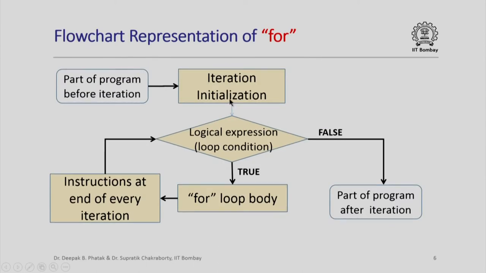Now, here is a flowchart representation of a for construct in C++. We have the part of the program before iteration, and so our control may start there. Then it goes through the part of the code that does the initialization for the iteration. Then it evaluates the logical expression or the loop condition. If that turns out to be true, it goes through the for loop body, and then it is going to execute the instructions that are supposed to be executed at the end of every iteration, comes again, evaluates the logical expression or the loop condition, and keeps moving as long as the loop condition holds true. And when it becomes false, it takes this path and executes the part of the program after the iteration.